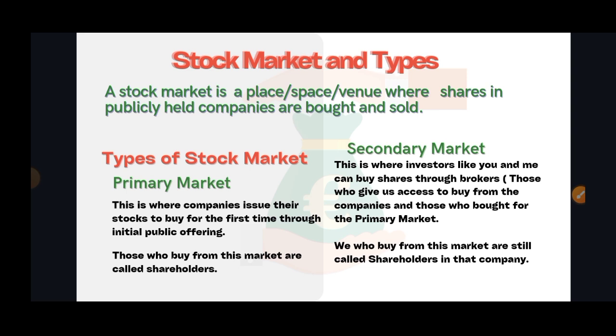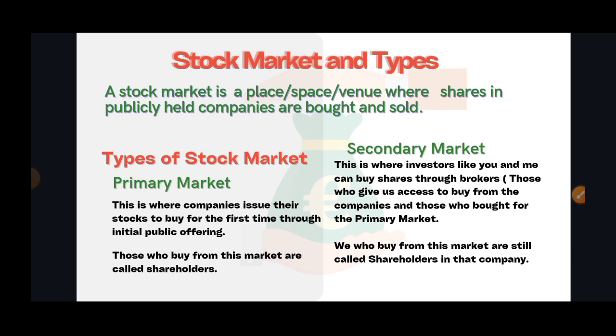We have the primary stock market. This is where companies issue their stocks to be bought for the first time through an initial public offering. These are the first people that buy shares from a particular company when they bring it out and say, I'm ready to sell shares. Those who buy from this market are called shareholders.